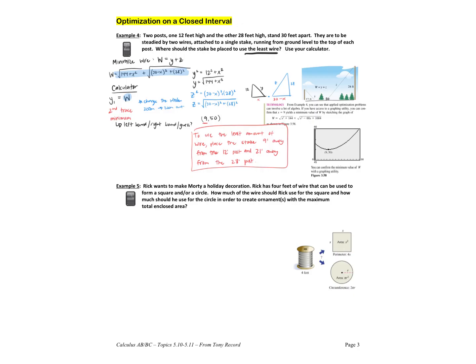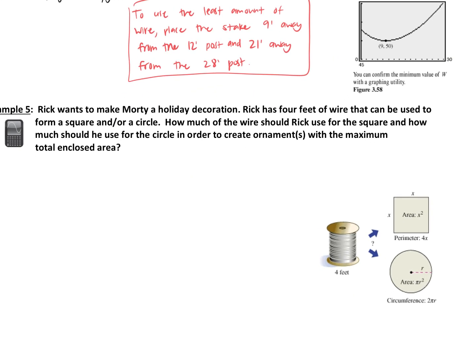So, last problem here. We've got Rick wanting to make Morty a holiday decoration, and he has 4 feet of wire that can be used to form a square and or circle. How much of the wire should he use for the square, and how much should he use for the circle in order to make an ornament? So we're looking at how much of the wire should he use for the square and the circle, and then we're trying to find the maximum total enclosed area, okay? Keyword here being and or circle, okay?